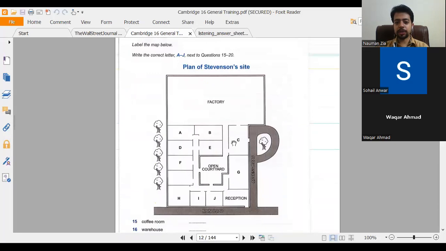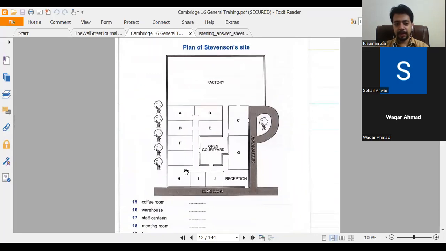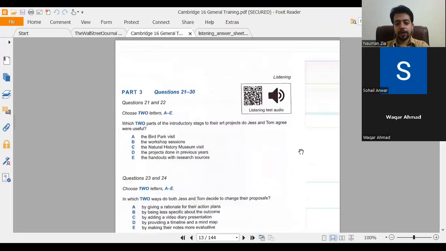And now this is a question type called map labeling, right? This is a map. This map shows main road, access road. These are the alphabets. Now the person will talk about, okay, go towards the northern side. There will be a factory at the end. And all these things, he will mention these road maps, these signs, and then you will have to mark your answers according to the instructions. Okay, the next question type.